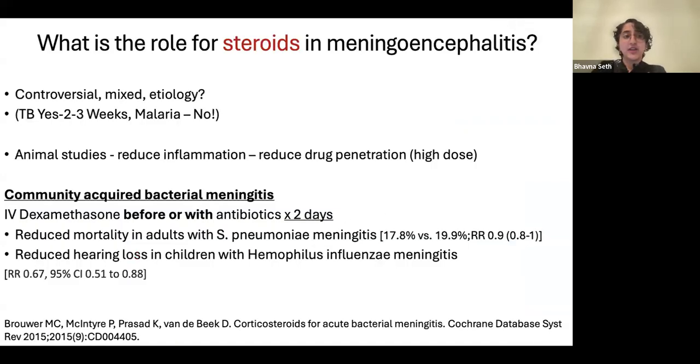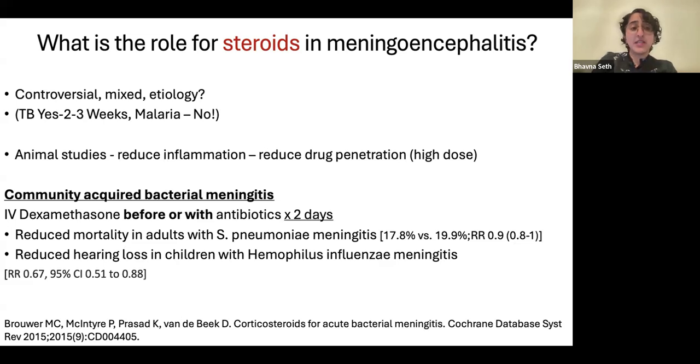Which brings us to another controversial element in the treatment of meningoencephalitis. So who do you give steroids to? This tends to be controversial. In medicine, for anything, if you don't know the answer and you say it depends, you will be correct. And this is one of them. So it depends on what the diagnosis is, which gets back to the initial workup we were doing.